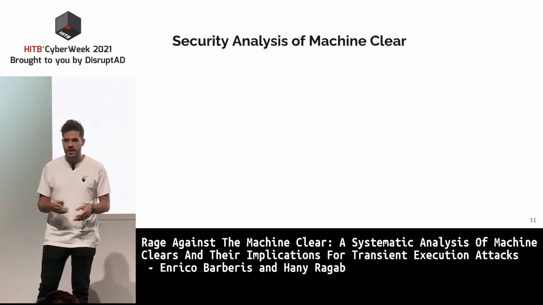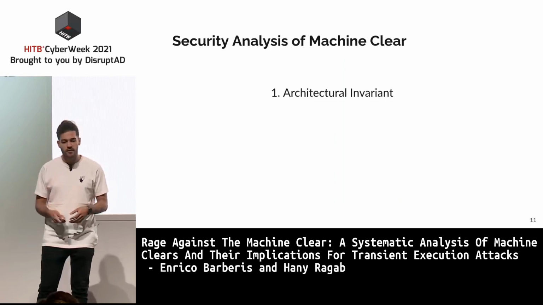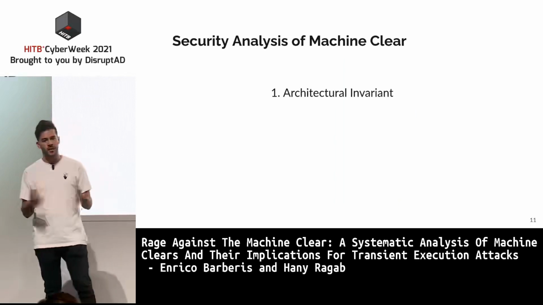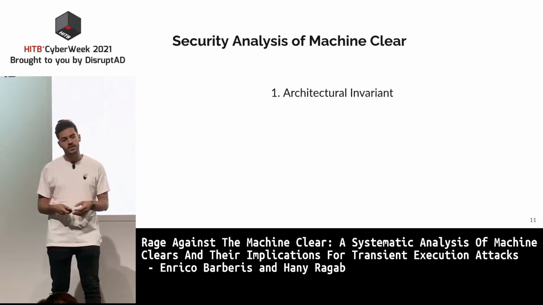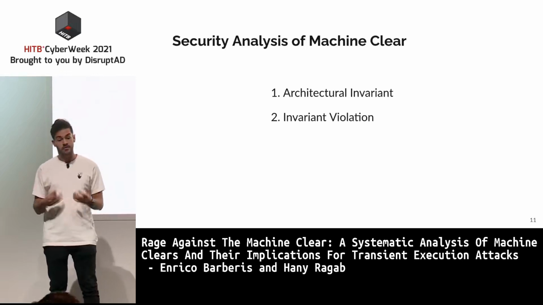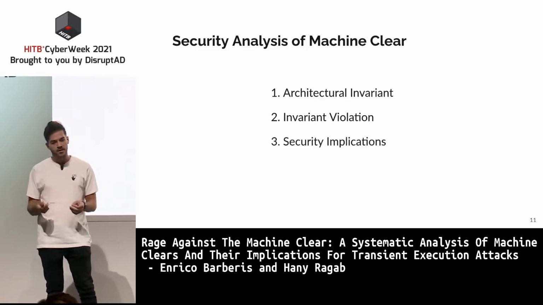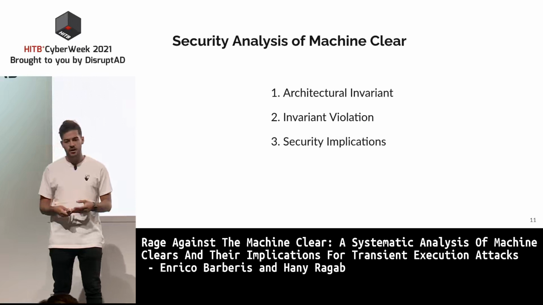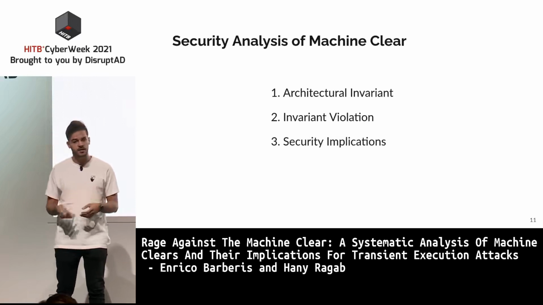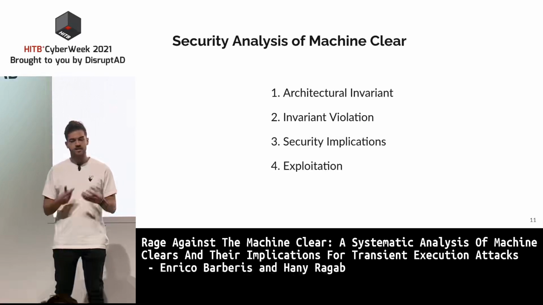So in order to understand all these types of machine clear and how a machine clear can actually work, we first try to understand what is the architectural invariant upon which the machine clear is based, how this invariant can be violated, therefore triggering a machine clear or a pipeline flush, what is the security implication of this violation, and finally, how this violation can be exploited.